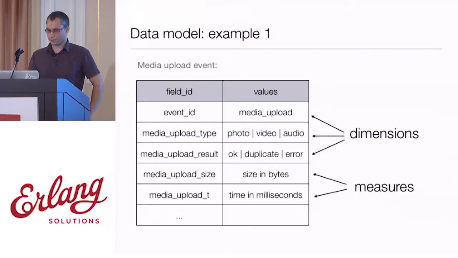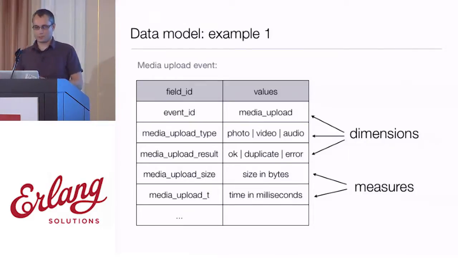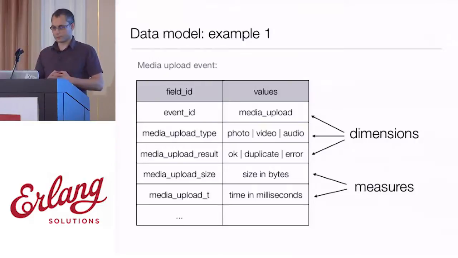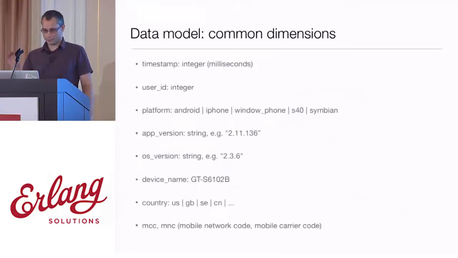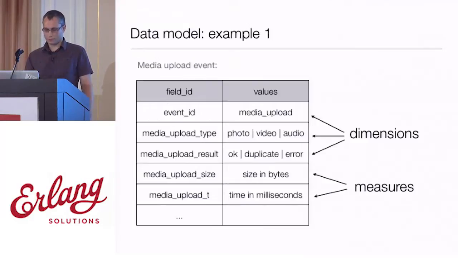So pretty straightforward, right? And it's conventional to divide the set of fields that you log into an analytics system into two subsets. One are called dimensions, and they're usually categorical fields that are used to describe the actual measurements. And then the measurements themselves are called measures. But that's not the full story.